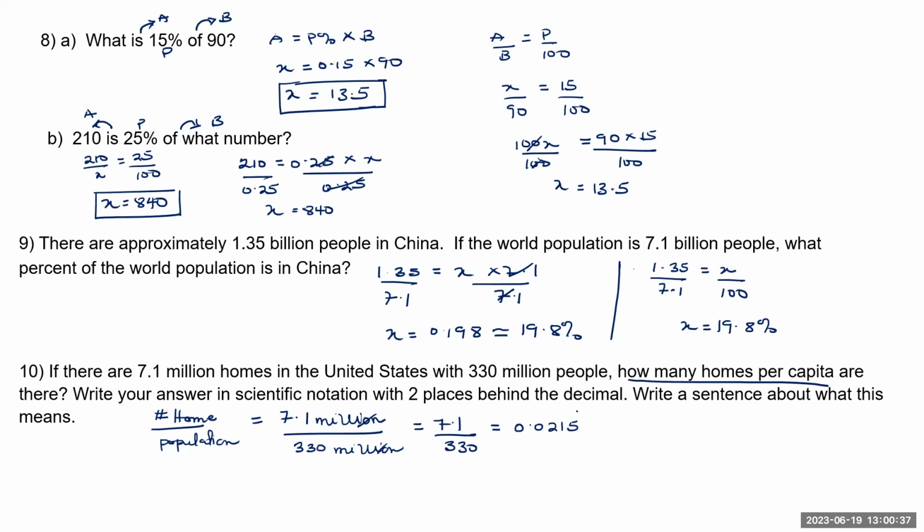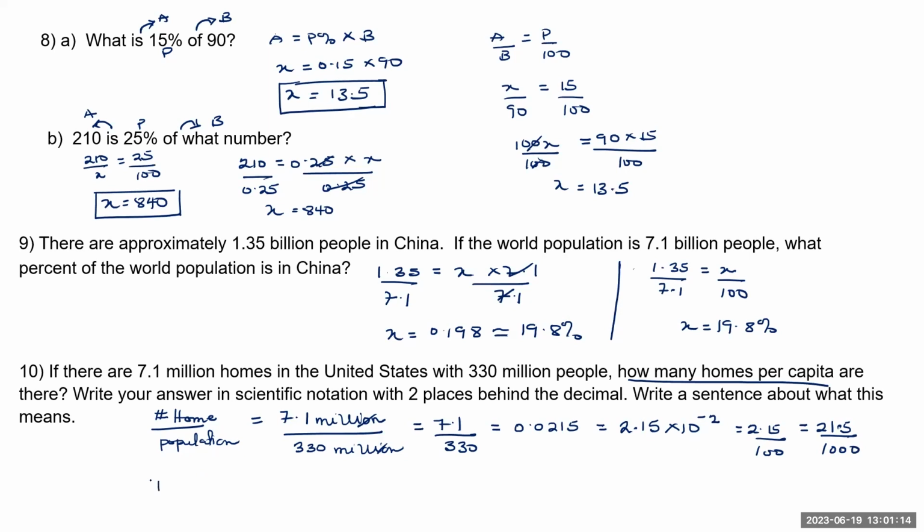Now it says we should write our answer in scientific notation. So in scientific notation, this becomes 2.15 times 10 to the minus 2. We are also told to write a sentence about what this means. Now, because we are writing meaningful sentences, you can rewrite this as a value per 100 or per 1,000. We talked about equivalent forms of numbers, so these should all be the same.